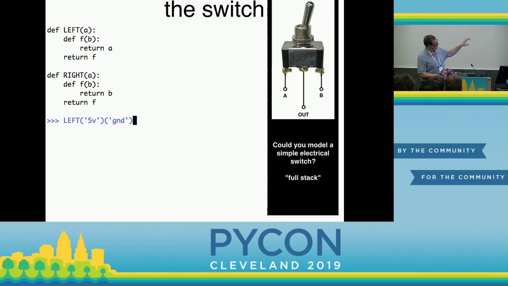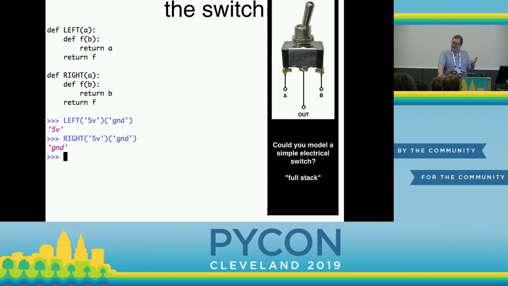Okay, so what's happening is two inputs are coming in. There's an A, which is like the 5 volts, and then the B is maybe ground or something. And what left is doing is it picks out the A, basically. If you're in the left position, it means that you're connected to the A. And if you were to do the same thing with the right function, it would come back and say you're connected to the ground. Now, the thing that's kind of wild about this is that these functions don't really represent a thing.